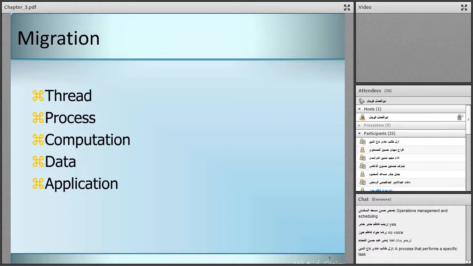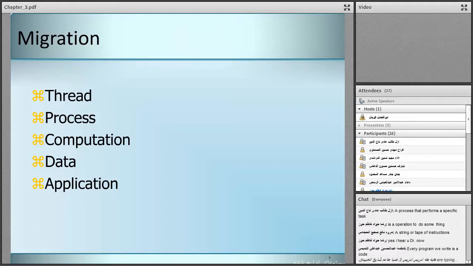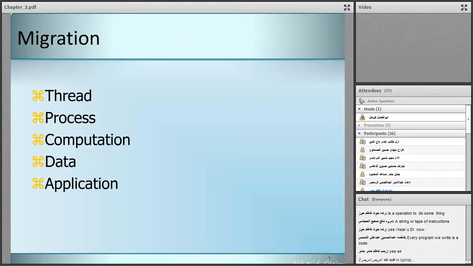The process that performs a specific task. Who is fluent in English in this class? Who can completely understand what I'm saying? Who? Miss Zainab, can you completely understand what I am saying? Very good. So, can you translate my talks to Arabic for your friends? So I can be sure that all the students understand the lesson correctly, completely.